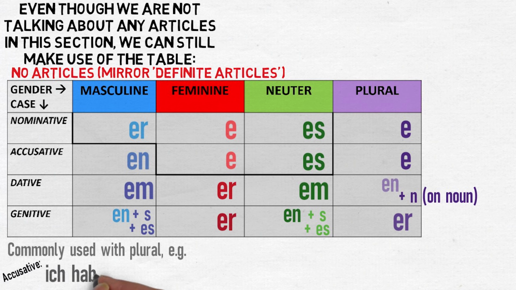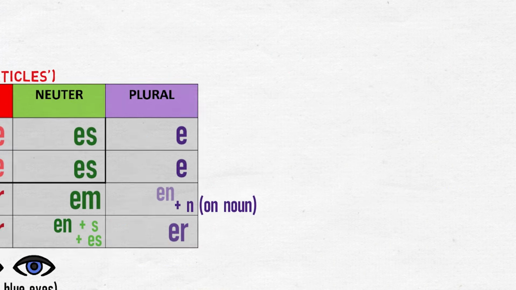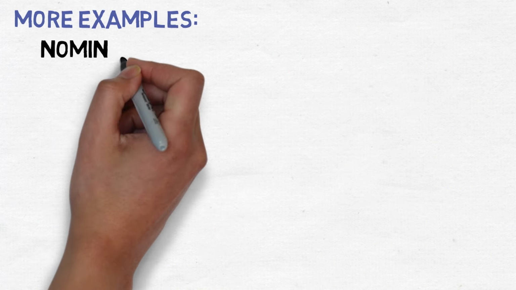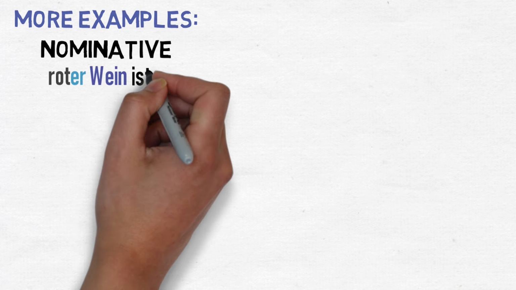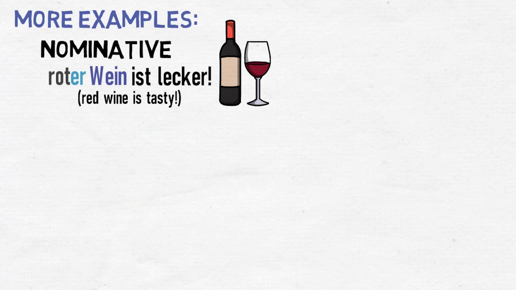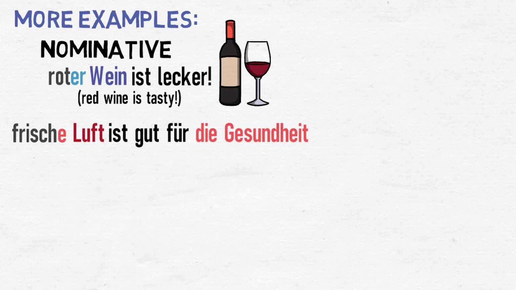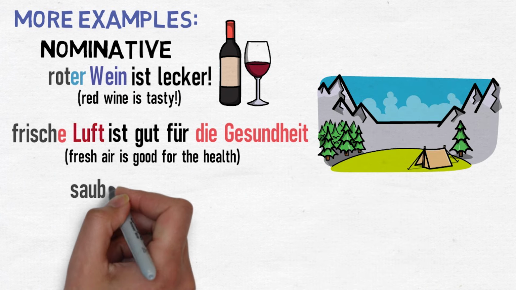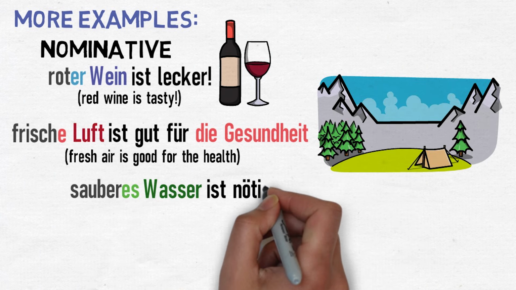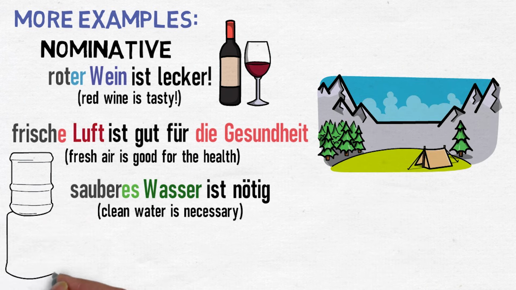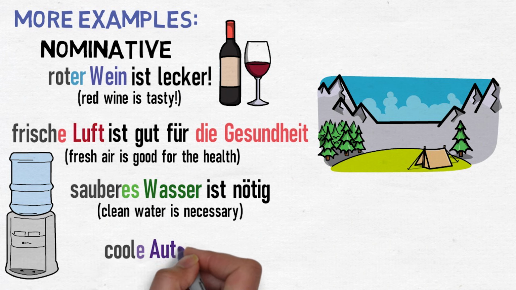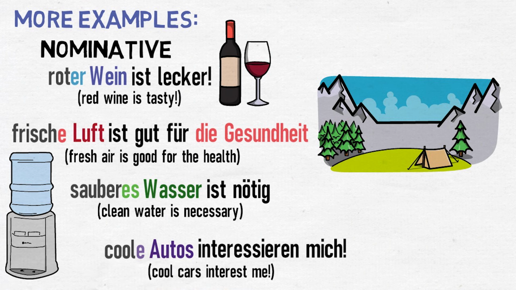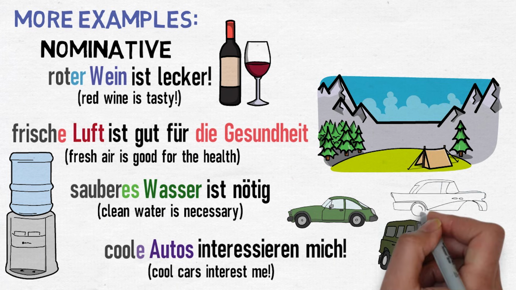For example, ich habe blaue Augen. I have blue eyes. Some more examples. Nominative, roter Wein ist lecker. Red wine is tasty. Frische Luft ist gut für die Gesundheit. Fresh air is good for the health. Sauberes Wasser ist nötig. Clean water is necessary. Coole Autos interessieren mich. Cool cars interest me.